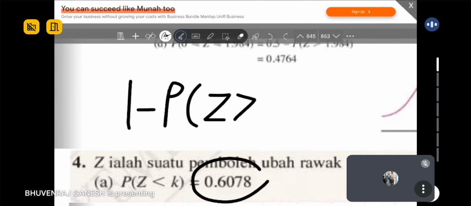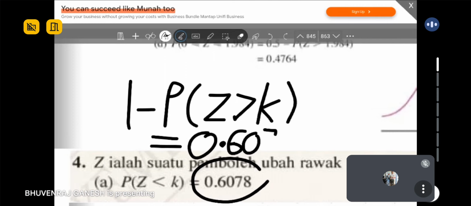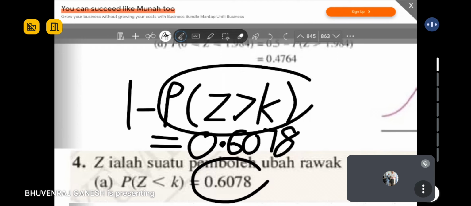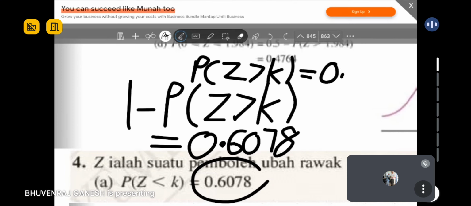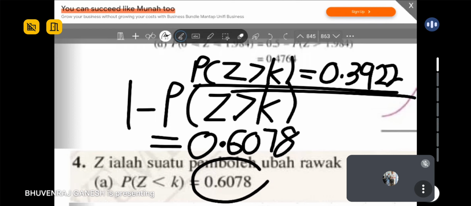So 1 minus P(Z greater than K) equal to 0.6078. This is the equation. So then you find this one. Cari yang ni. Tekan calculator, you should get 0.3922. So P(Z greater than K) equal to 0.3922. Nilai ni kamu boleh rujuk jadual dah. Refer your table to get the K value. Boleh dapat? Senang kan guys?